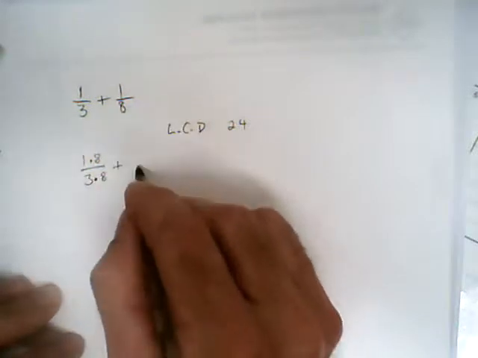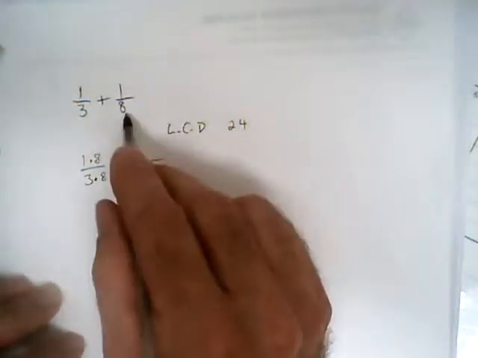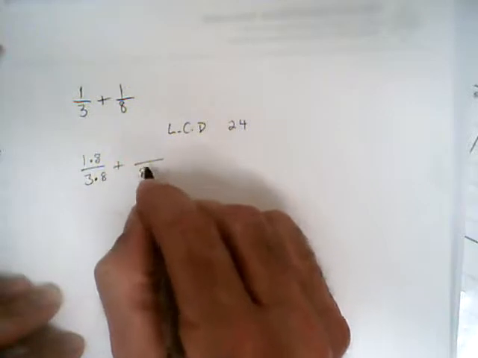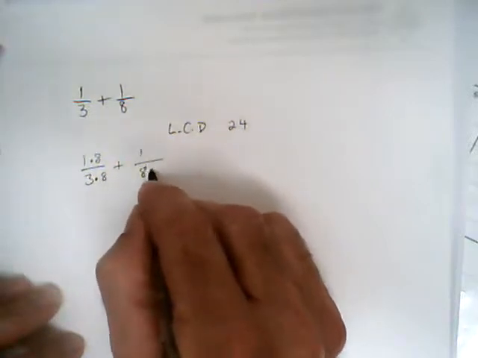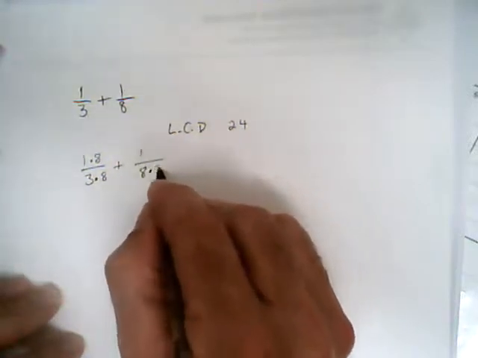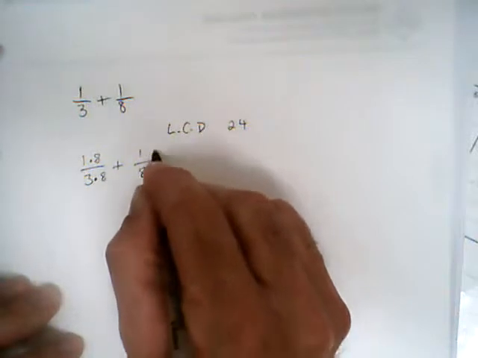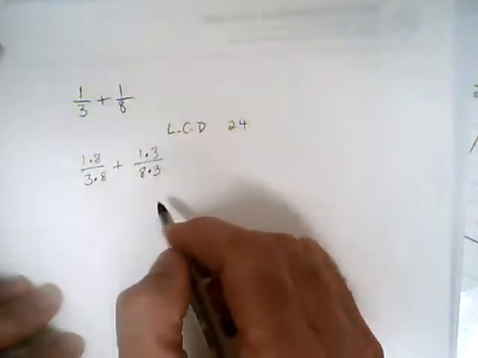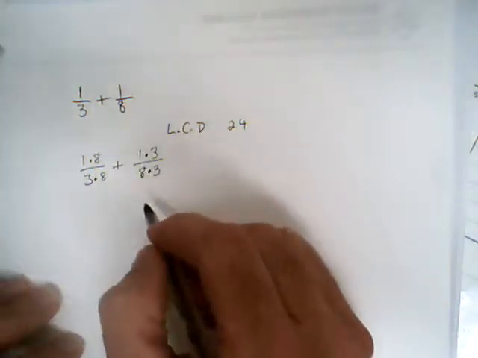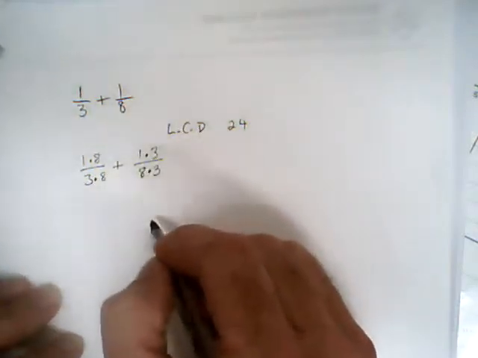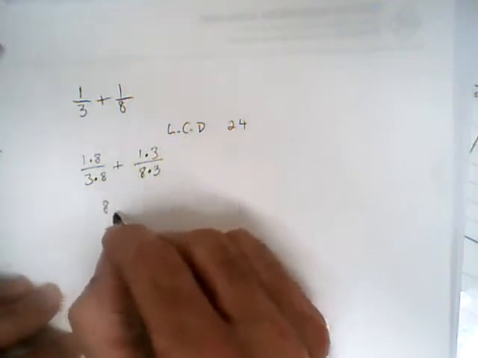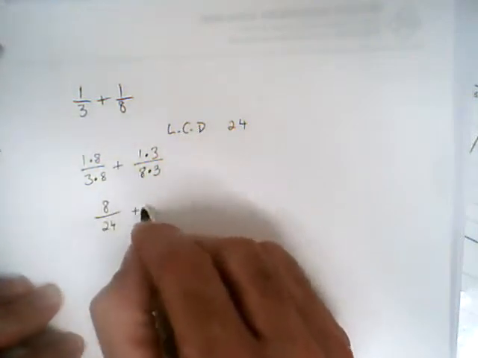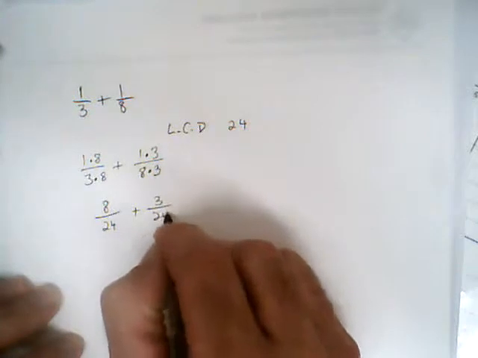Now this fraction needs a 24 in the denominator also. It was an 8. I make a 24 by multiplying by 3. Therefore, I put that same 3 up here and multiply the existing 1 by that 3. This is called building up the fractions. Now, this is 8 over 24, and this one now is 3 over 24.